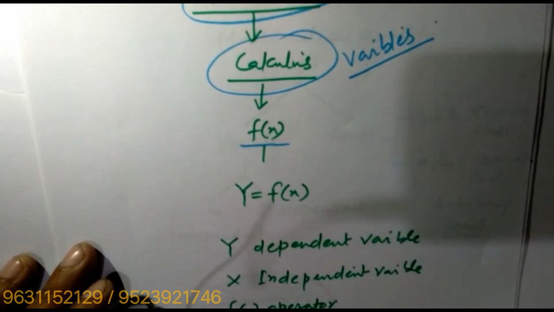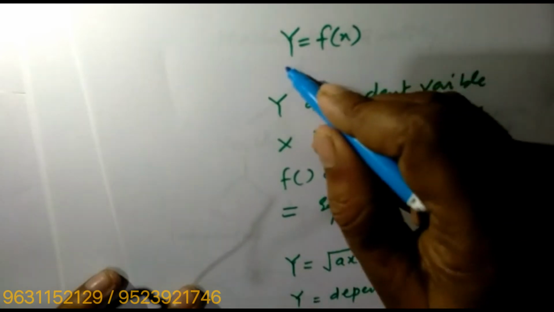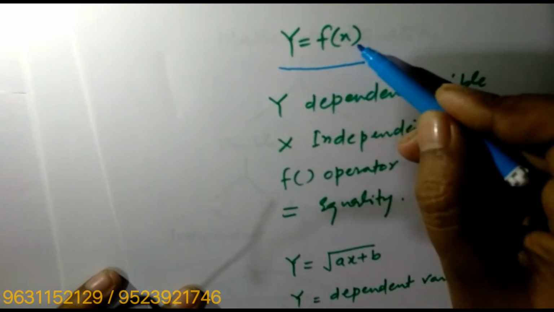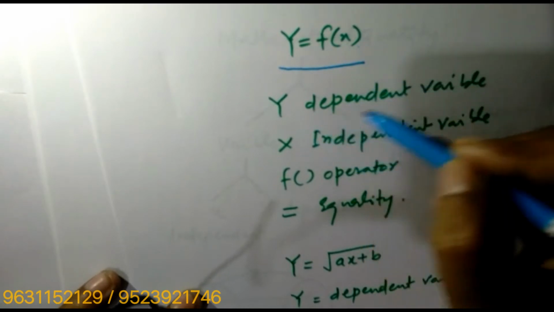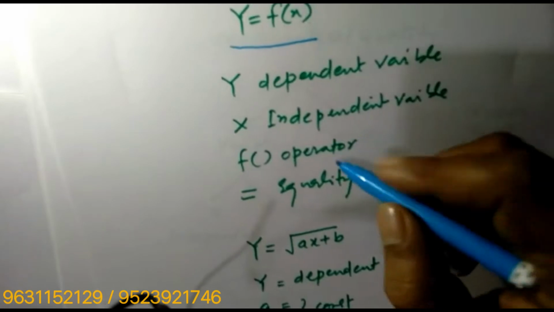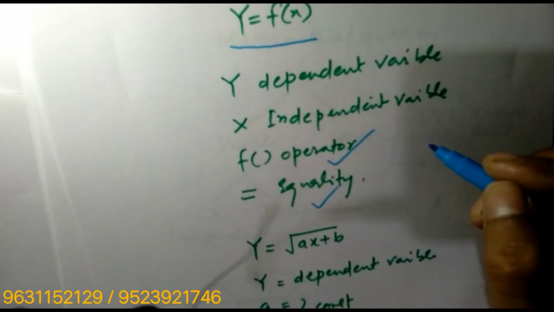In every function, there are four major components. Here, this is the mathematical representation of a function: y equals f(x). y is the dependent variable, x is the independent variable, f(x) is the operator, and the equals sign is the equality.